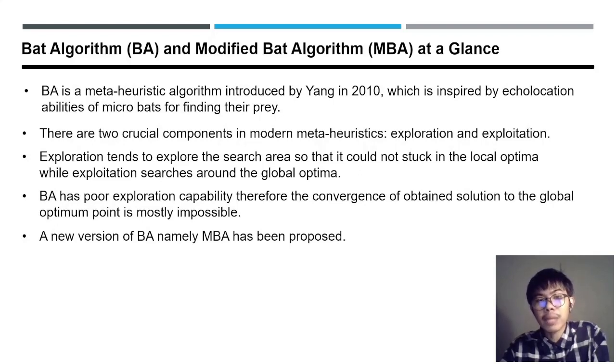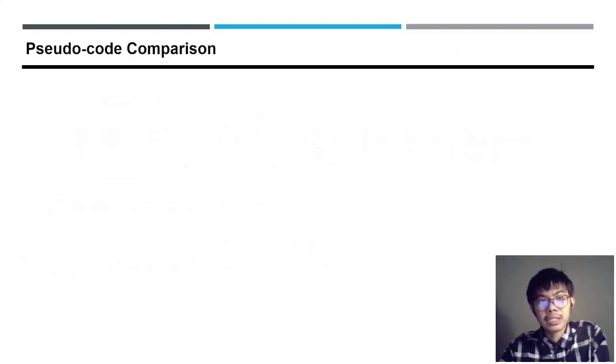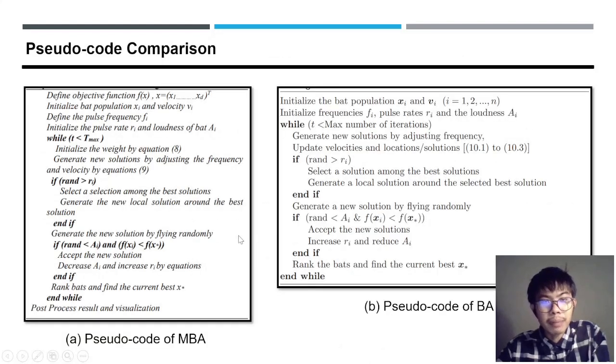A new version of BA, named MBA, has been proposed. The MBA algorithm uses a balanced combination of exploration and exploitation to improve basic BA performance. Pseudocode comparison. This is for MBA and this is for BA.